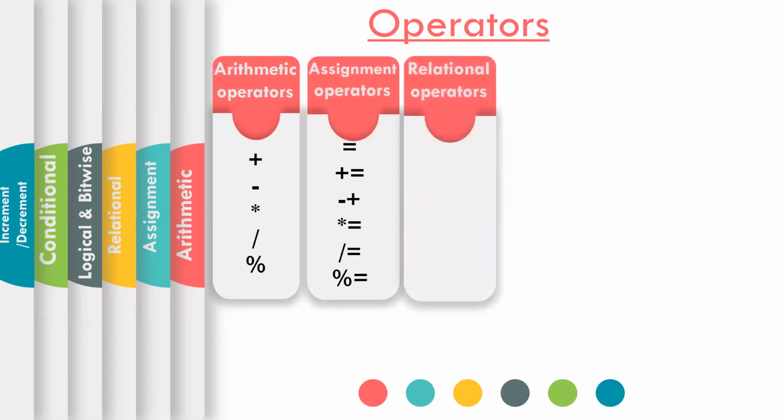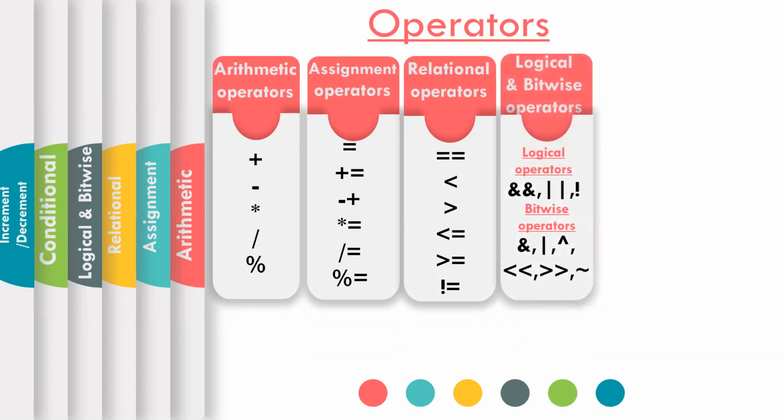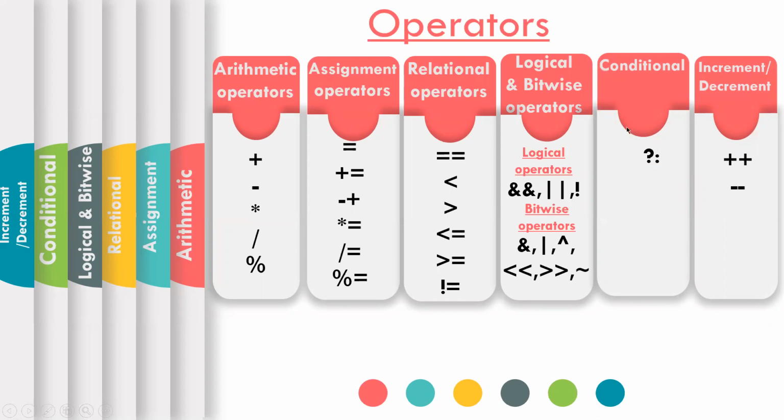Next, relational operators. As you observe, greater than, less than. These are also called comparison operators or relational operators. And logical and bitwise. Of course, logical and bitwise are not the same operators, those are two different operators. These three are logical operators and these are the different bitwise operators. The conditional operator is denoted with question mark and colon, and increment and decrement operators are denoted with plus plus and minus minus. These are all the different operator symbols.